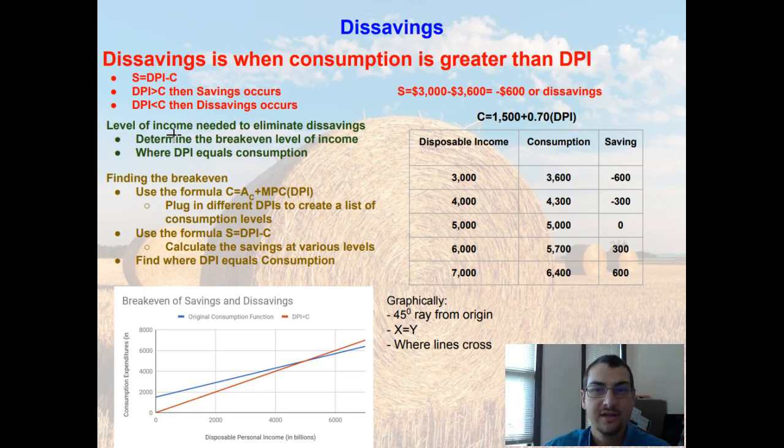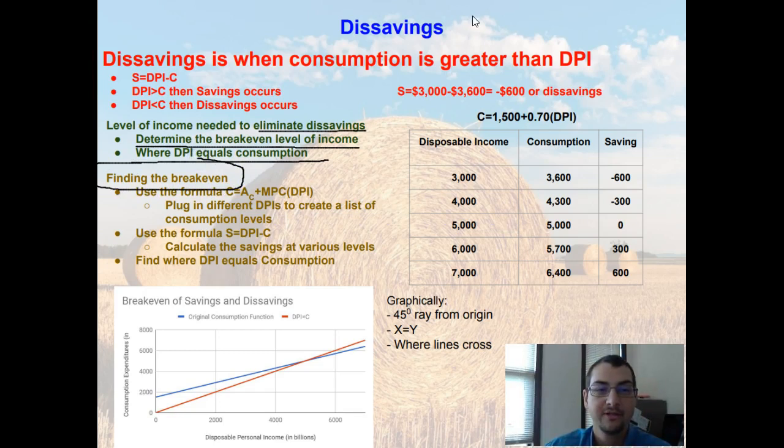Well, you have to get over that autonomous consumption hurdle. You have to kind of make up for that. So what is the level of income needed to eliminate this dis-savings? Now we're trying to determine the break-even level of income. What do we need in order to no longer have dis-savings and potentially start going into that savings aspect? Very simply, it's where disposable personal income equals consumption. So let's go ahead and see if we can find the break-even.